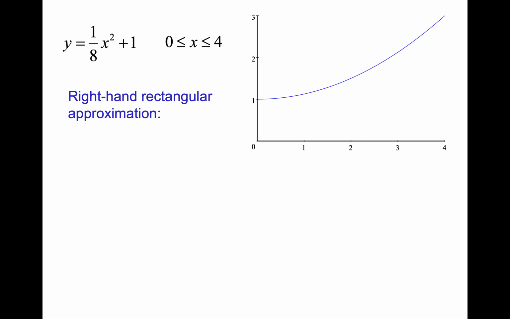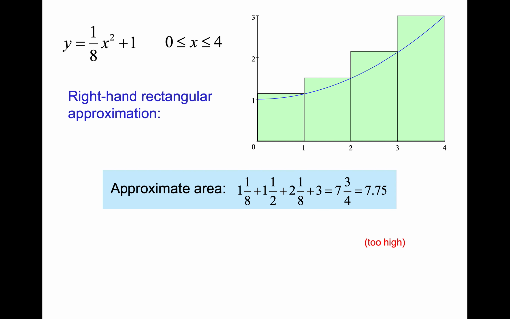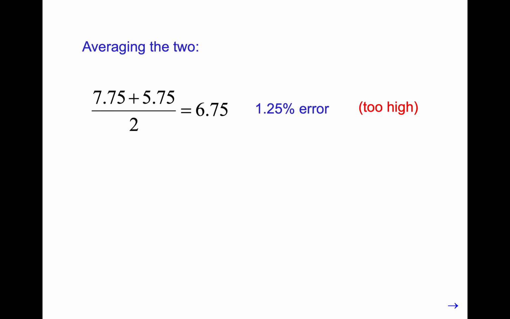If you use the right-hand rectangular approximation method, remember, then you're using the right endpoints, so you're using the 1, 2, 3, and 4. So you would determine the heights of the rectangles, and this estimate is going to be too high. Now, if you average the two, then you do get 6.75, which is a better estimate, and we talked about that. It's not the same as the midpoint, but it's a good estimate. And when you do, it's still too high. Remember, 6 2/3, 6.66 repeating, is what it actually was. So we can see this is a little too high. It actually is a 1.25% error, but it's too high.